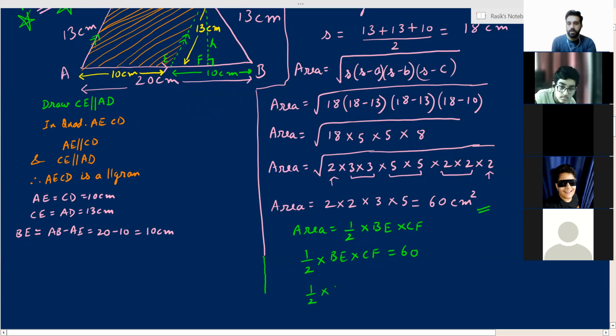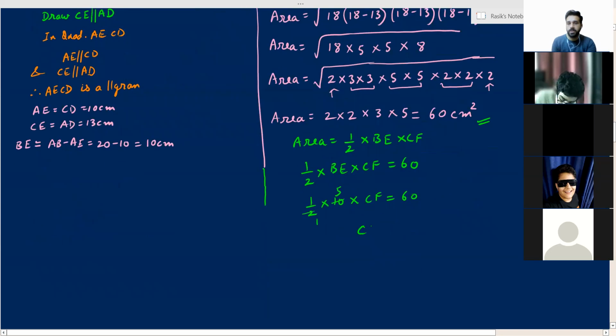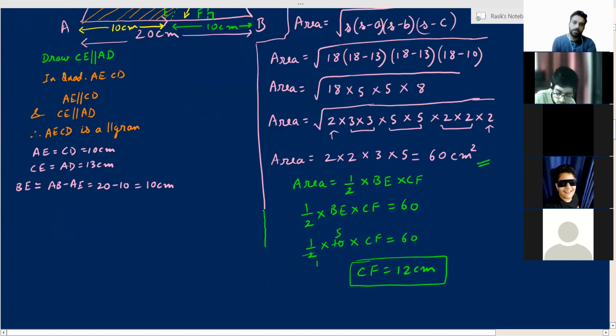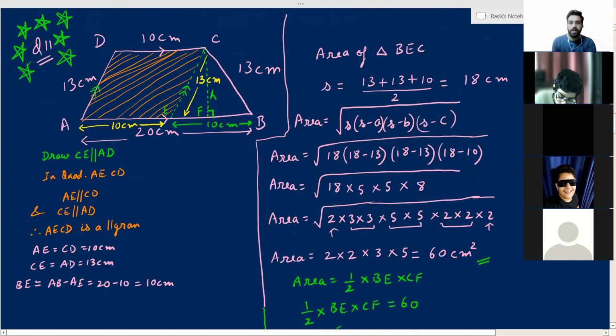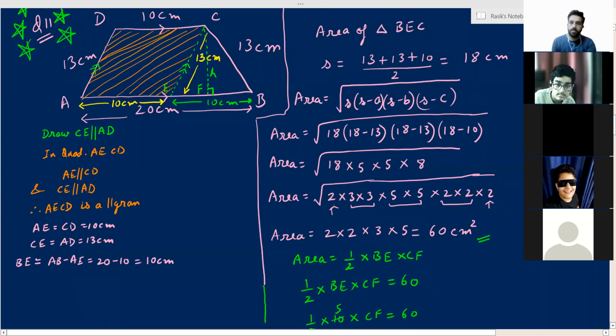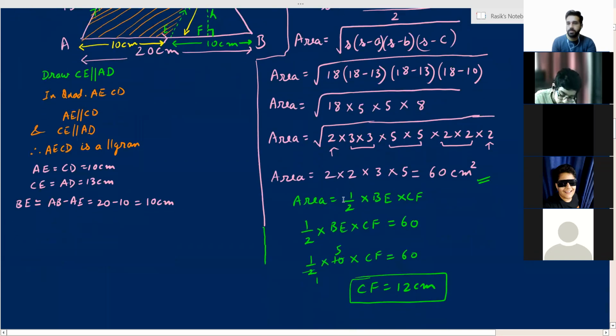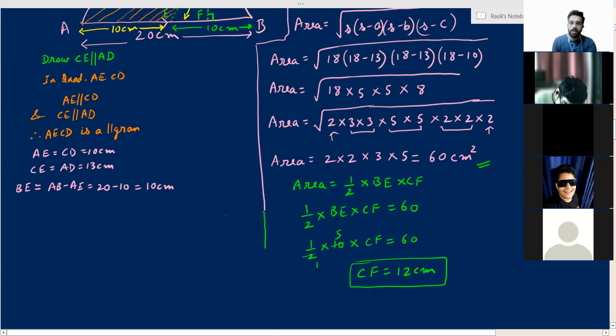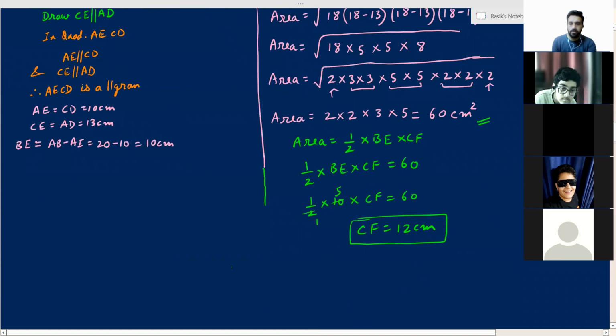So half into BE, what is BE? BE is 10. CF we have to find, equals 60. So 2 and 10 when you divide, 5. CF is equal to 12 centimeters. 60 divided by 5 is 12. This is the height of the trapezium. All this we have done just to find the height of the trapezium. It is 12 centimeters. Now we can easily find the area of the trapezium by just using the formula.